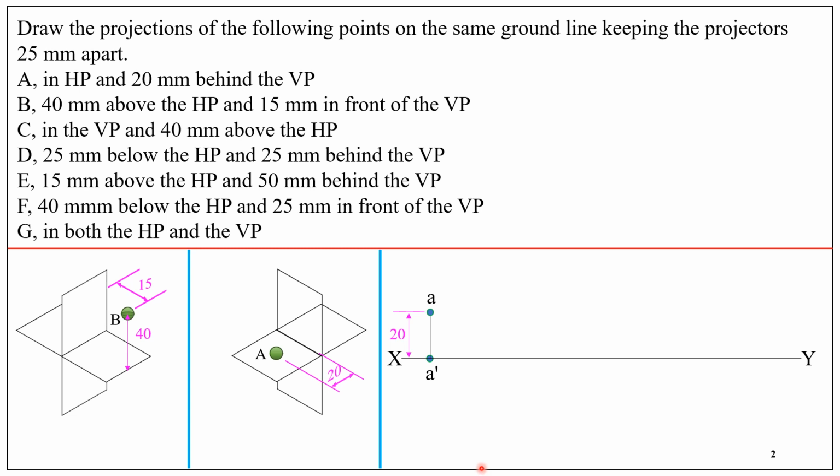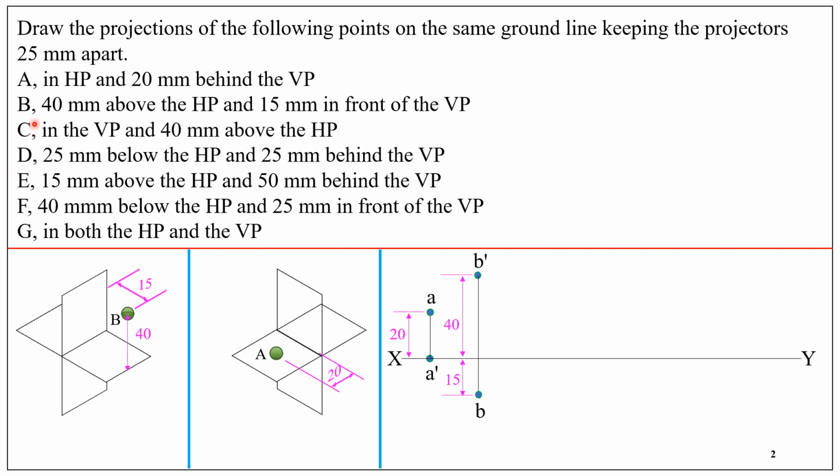Draw the front view first. So mark a point B dash above XY line, and from B dash draw a vertical projector, and below XY line mark the top view point B. And what is the distance between XY and B dash? It is equal to 40, that is the distance above HP. And the distance between XY and B is equal to 15, that is the distance in front of VP.